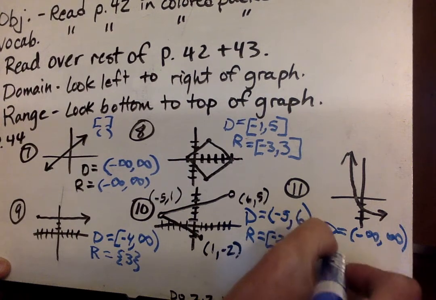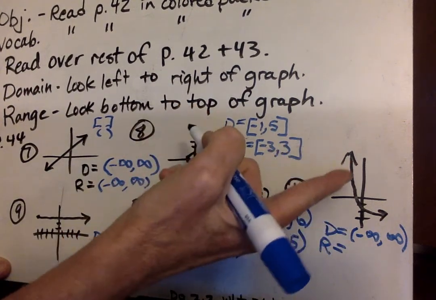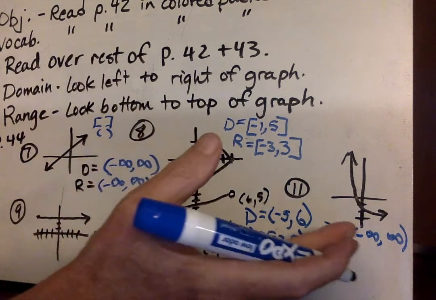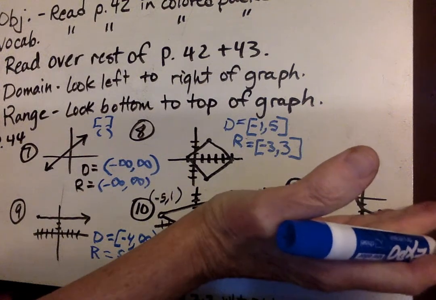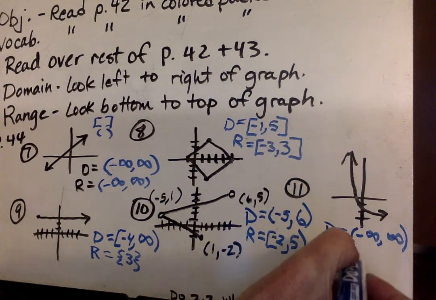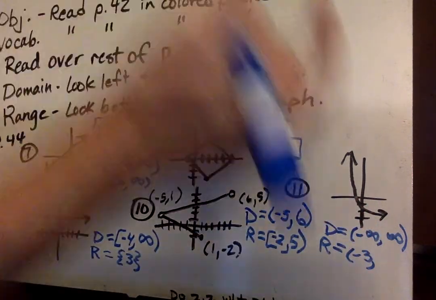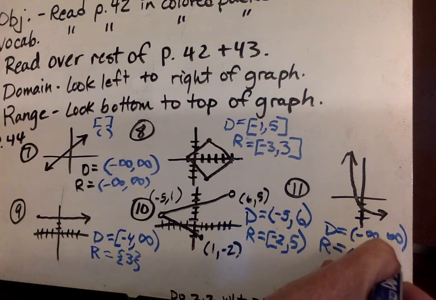Then your range. Okay, now this is an exponential function, so I can tell that it's going to start at the bottom. It won't ever pass -3, but it's going to get really close. So I'm going to go -3 right there, and then it's also going to go up to infinity.